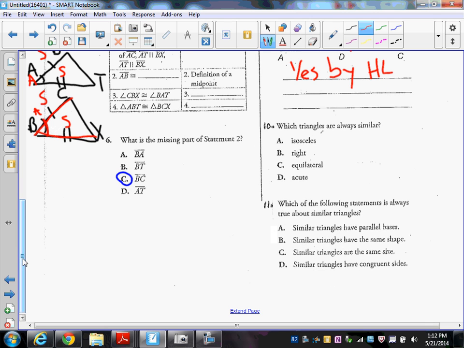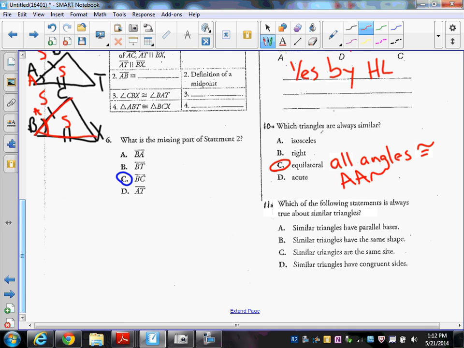So the following questions all have to deal with similar triangles. The first one says, which triangles are always similar? The answer to this is equilateral, because all angles are congruent. So they'll be similar by angle-angle similarity.